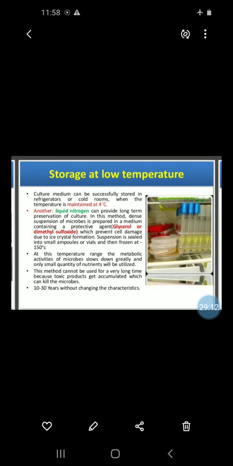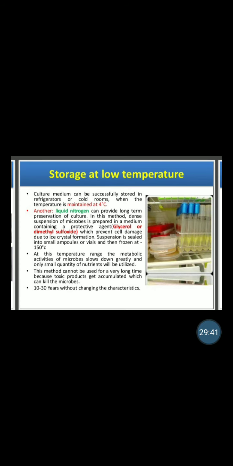In this method, the suspension of microbes is prepared in a medium containing a protective agent. What are those protective agents? For example, glycerol or dimethyl sulfoxide. These are examples of protecting agents. What is the role of this protective agent? It prevents cell damage due to ice crystal formation. This suspension is sealed into small ampoules or vials, and then it is frozen at -150 degrees Celsius.